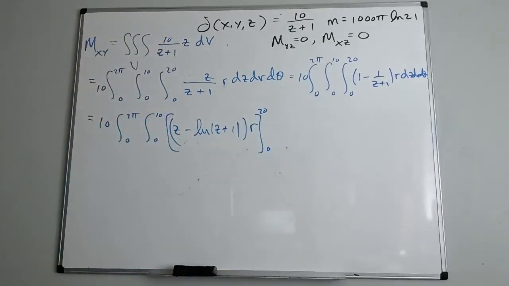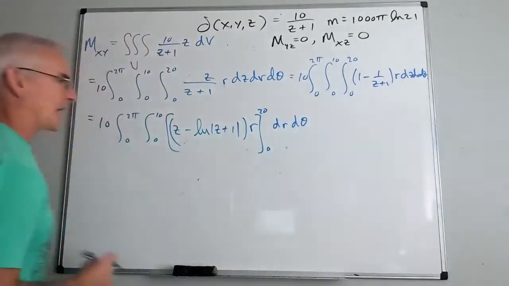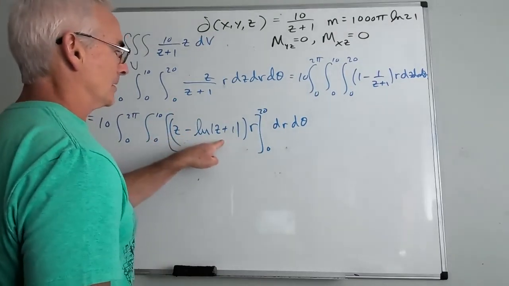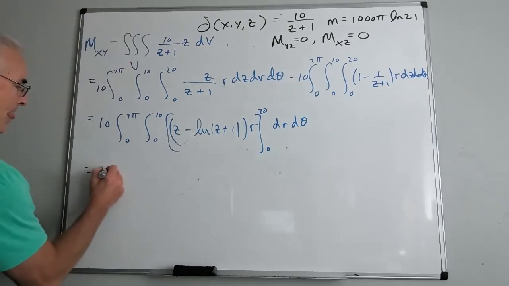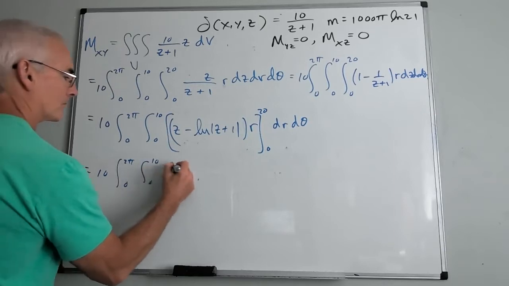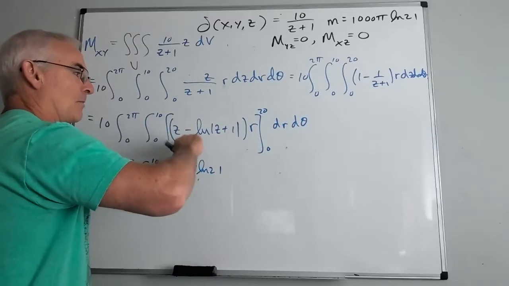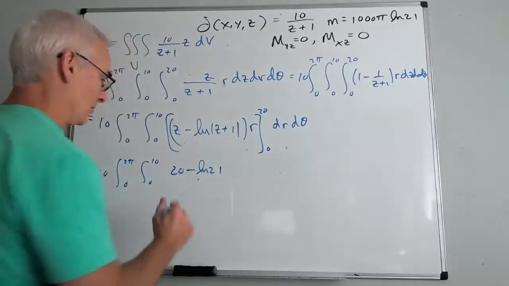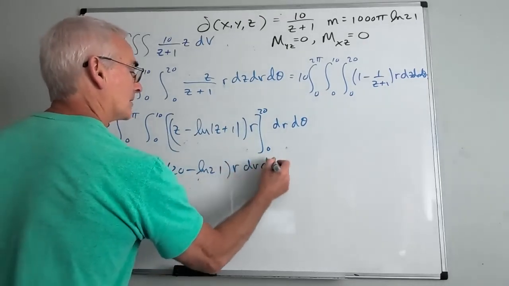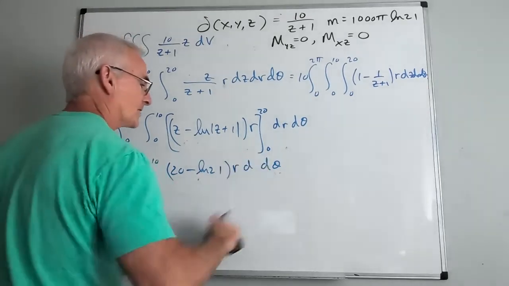Oh, definitely have an extra term in here that I didn't have before. dr d theta. So when I evaluate this at 20, I'm going to get 20 minus log 21. When I evaluate at 0, I'm going to get 0 minus log 1, which is also 0. Okay, so this is my only coefficient that's really remaining. r dr d theta. Okay. Sorry, it's hard to read.